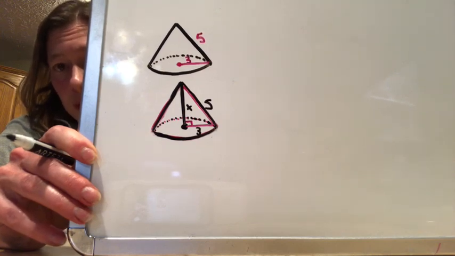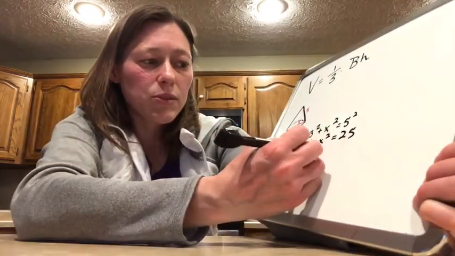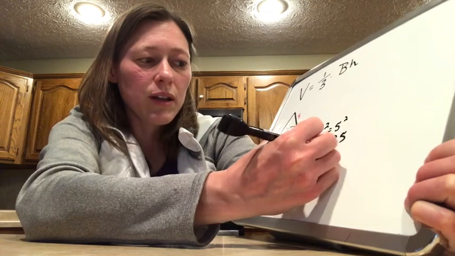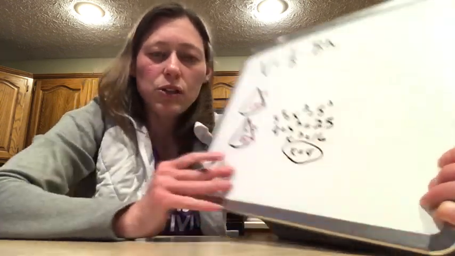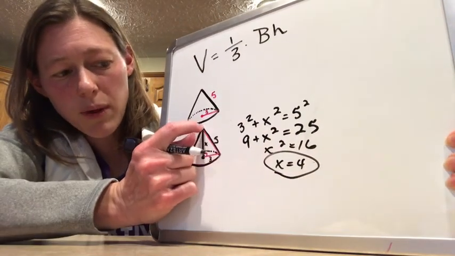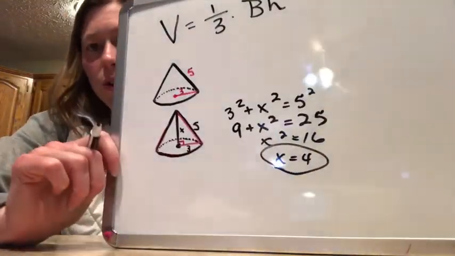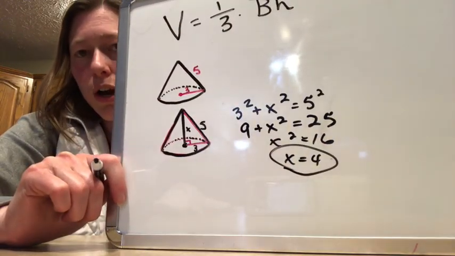We need to know that. What are we going to use? I heard it. Good job, guys. We're going to use the Pythagorean theorem. So we're going to go 3 squared plus x squared equals 5 squared. And then we're just going to solve for x. We're going to subtract 9. We get x squared equals 16 and x equals 4. Okay, so that x is our actual height. So from the point down to the center of the circle, that is the height of our cone.